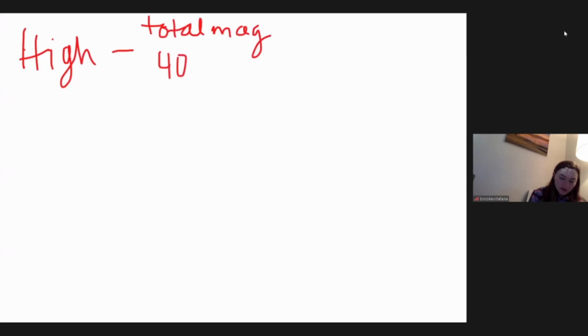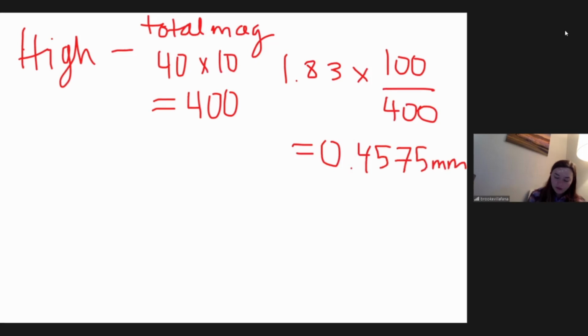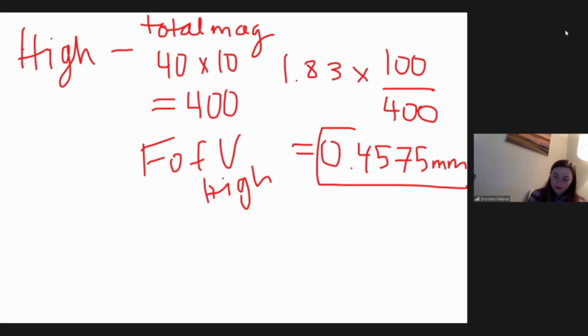And then the last two that you're asked to do in your packet is high. So the total magnification for high power is 40 times 10, right? That's how we get total magnification, which is 400. So we plug that in, 1.83 times 100 over 400, and we get 0.4575 millimeters. So this is the field of view for high power, 0.4575 millimeters.